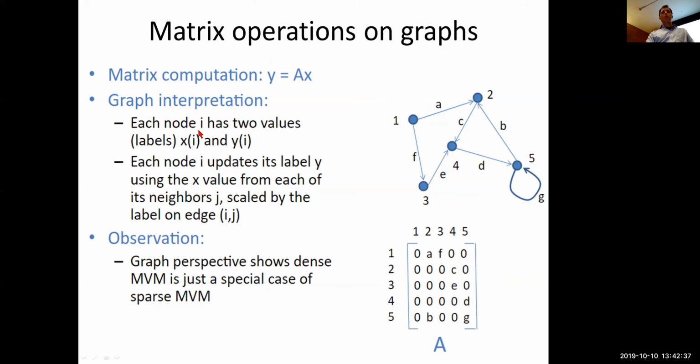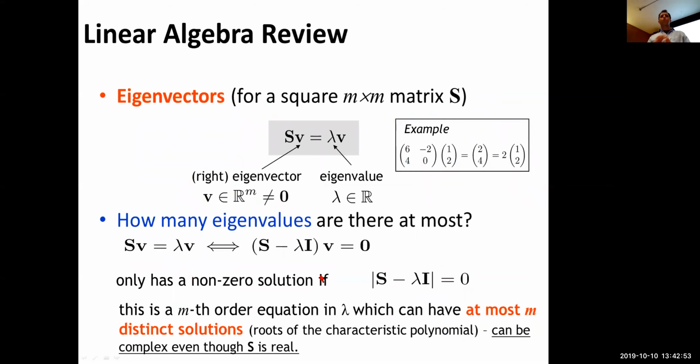Okay. So every node i has two values, x_i and y_i. Every node updates its label y using the x value from its neighbors, scaled by the label, etc. Okay. So the graph perspective shows this very dense sort of information flow. Okay.